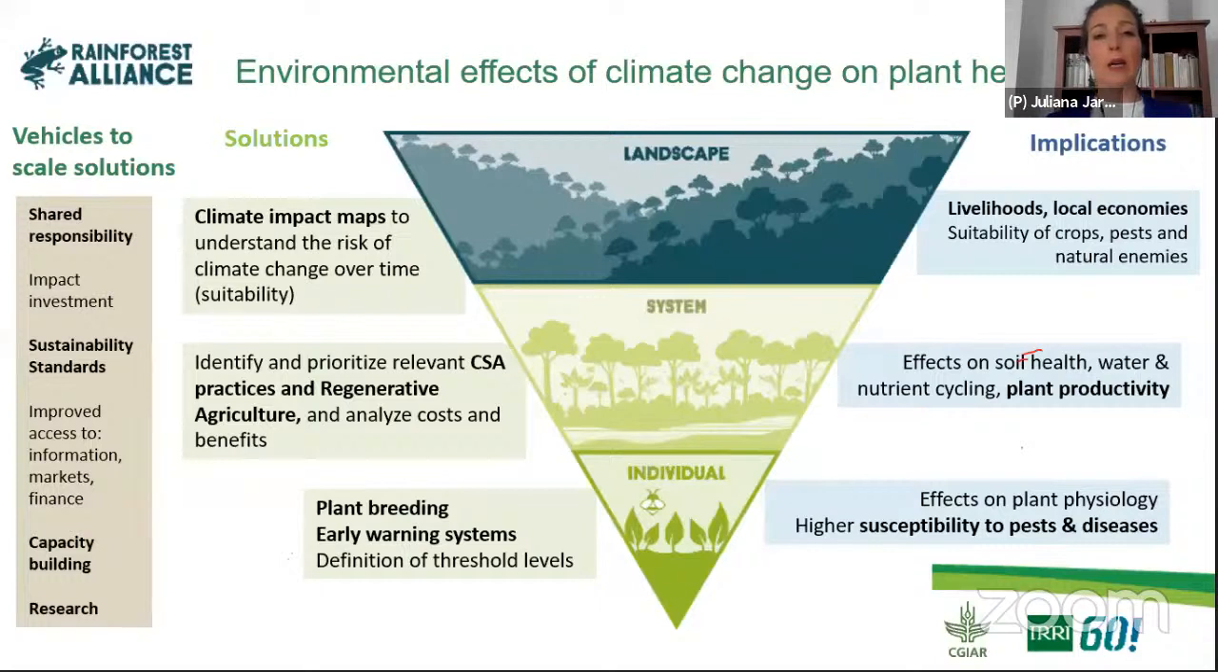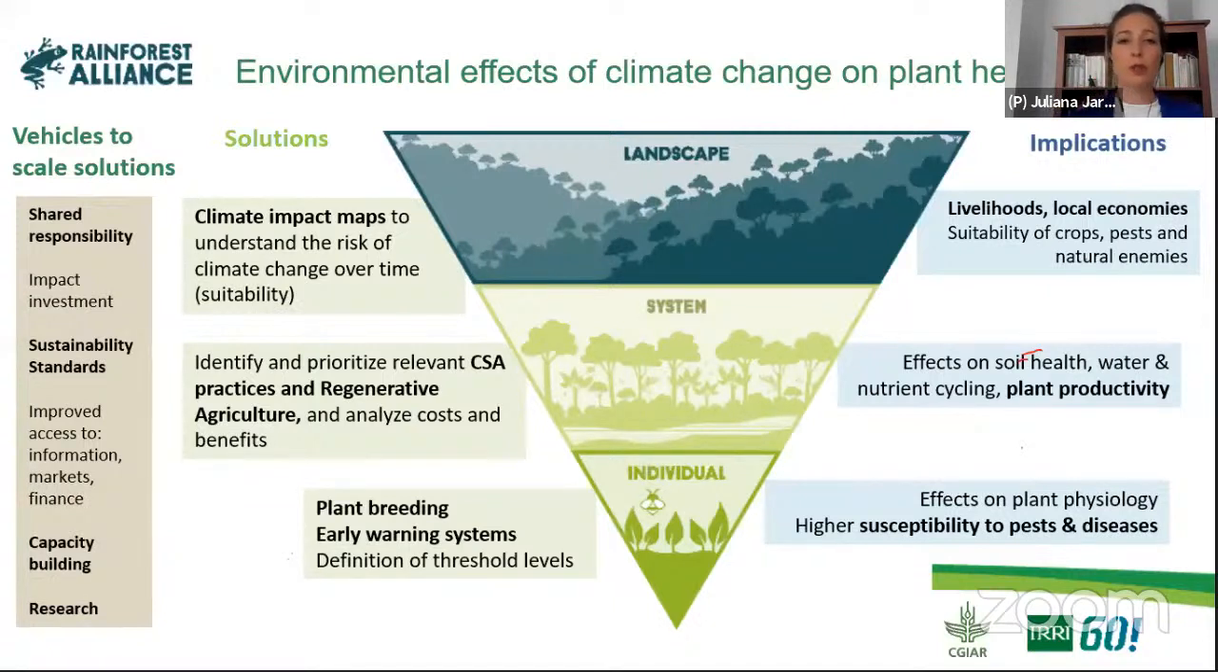So now if we look a little bit in detail about the implications and also about the solutions and possible vehicles to scale these solutions, we have that at the individual level, we have the effects on plant physiology in general and higher susceptibility to pests and diseases, for example. And at a system level, we have effects on soil health, water and nutrient cycling, and plant productivity. And then we have, as we have seen, the implications at the landscape level on livelihoods, local economies, because of different suitabilities of crops and problems of decoupling, for example, of pests and natural enemies.